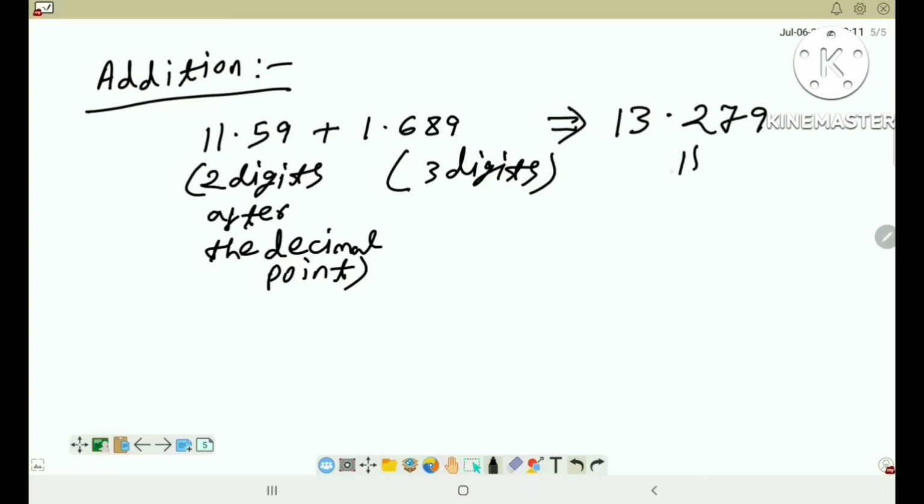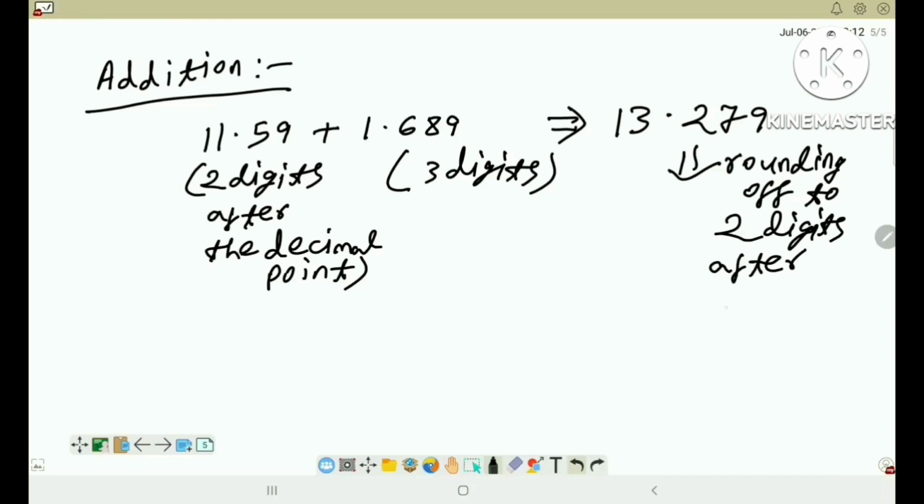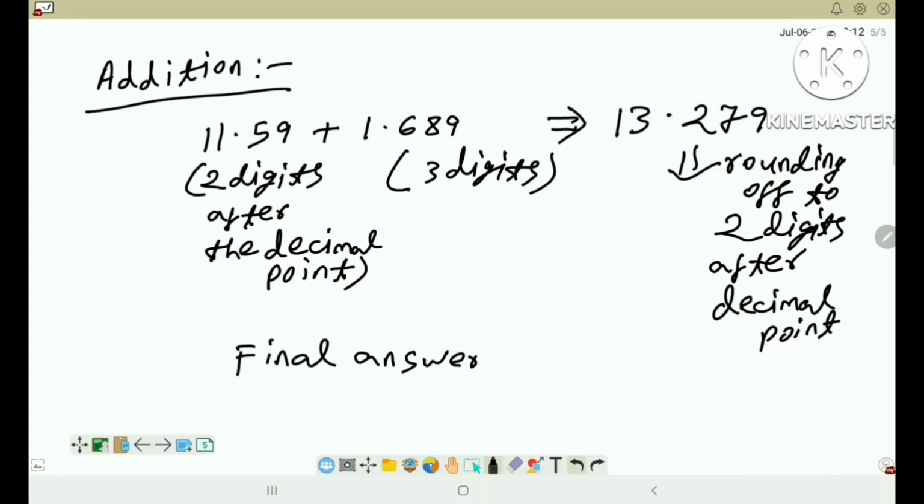Upon summation, it became 13.279. But the correct way of representation is 13.28 after rounding, because the last digit 9 is greater than 5. So there is an increase of plus 1 to the penultimate digit 7. So the final answer became 13.28. Okay. Any doubt? Okay.